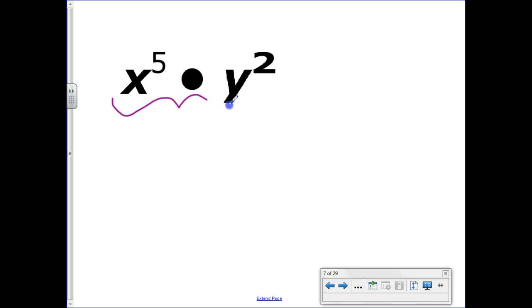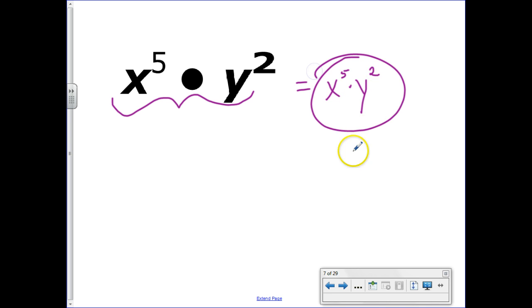Now look at this one. I have x to the 5th times y to the 2nd. Because this is simply xxxxx, and this is yy. And you know what? These two have different bases, and there is nothing you can do. You simply have to leave it as is because your bases were different.